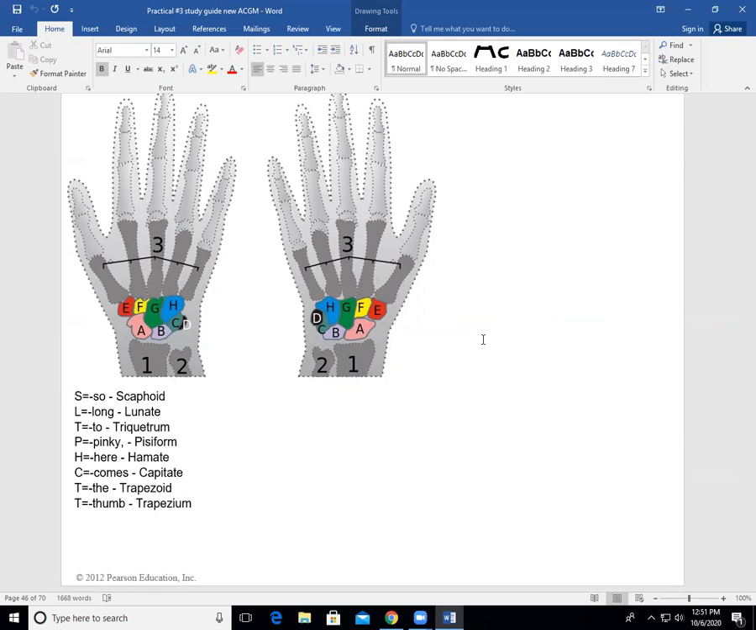G, capitate, F, easy, trapezoid, trapezium. Okay. But the rest, kind of orient yourself. P, the pisiform. P is on the pinky side. It's so long the pinky, here comes the thumb. Scaphoid, lunate, triquetrum, pisiform, hamate, capitate, trapezoid, trapezium.